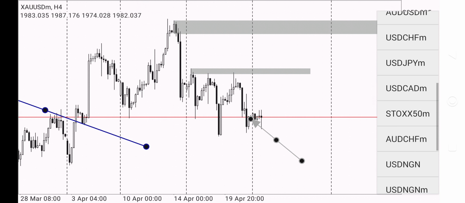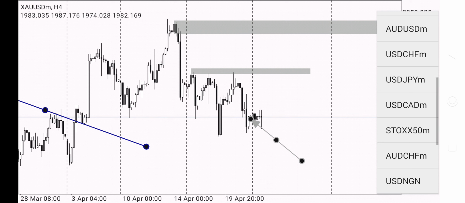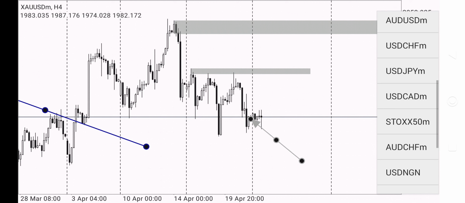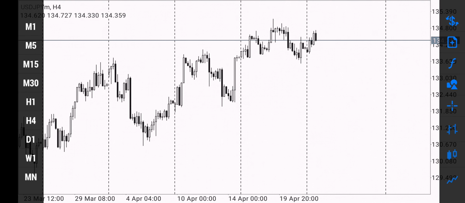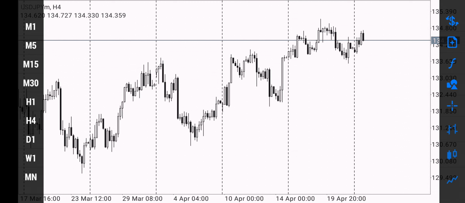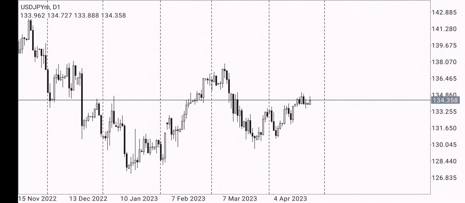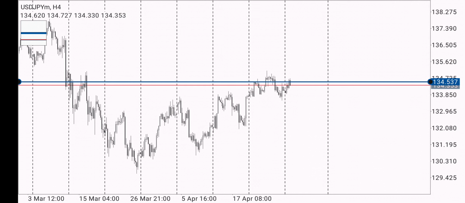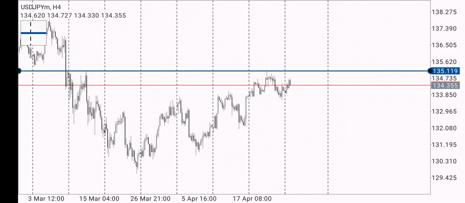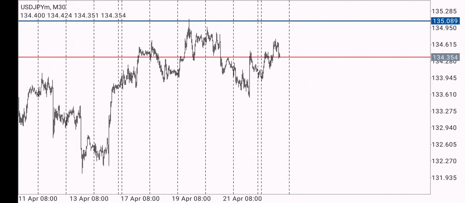Another one that I analyzed during the weekend is USDJPY. Yeah, this USDJPY. It's kind of confusing, but I noticed that this market reached a resistance around here, and it is respecting the resistance. So what I'm waiting for now is I'm coming to a lower time frame.